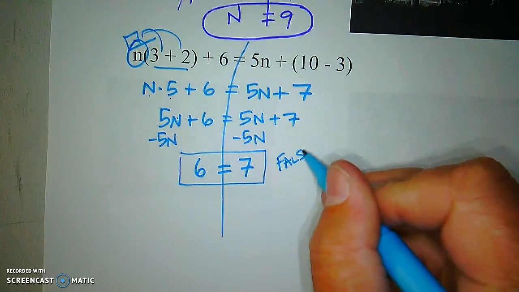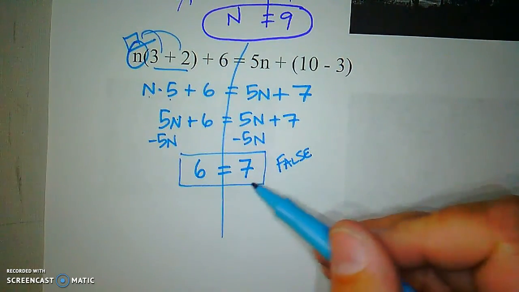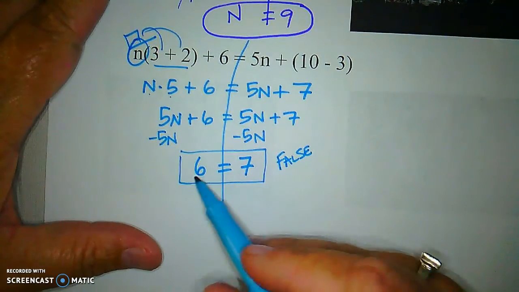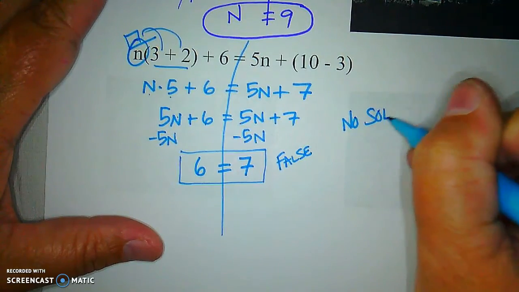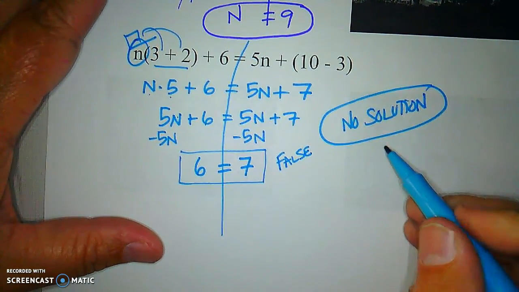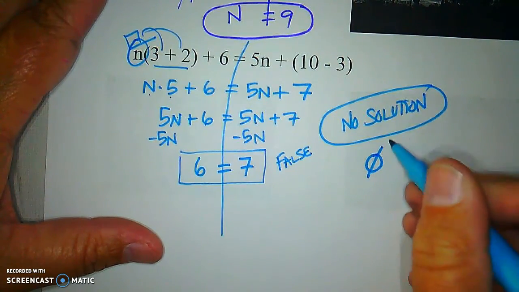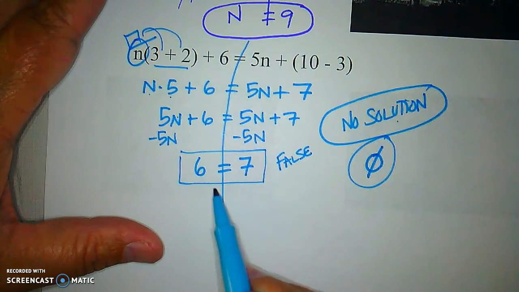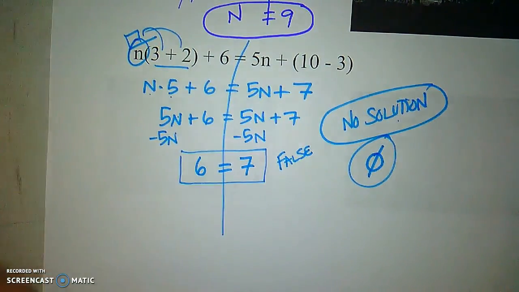That is false. When you are working through problems like this and you come to something that is not true, you lose your letters, your variables, and you come to something that's not true, the answer is no solution. You can either write the words like this, or you can put a circle with a line through it. That also means no solution. So when you lose your variables and you come up with a false statement, your answer is no solution, or a circle with a line through it.